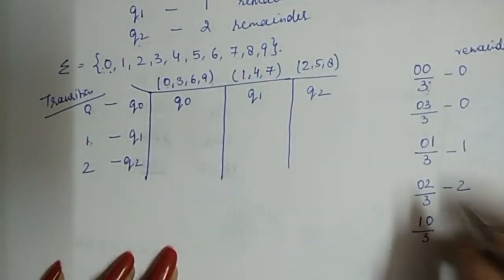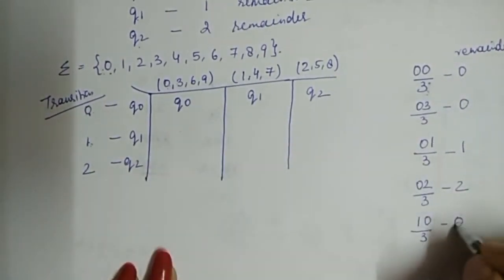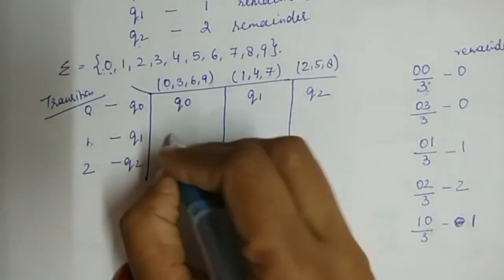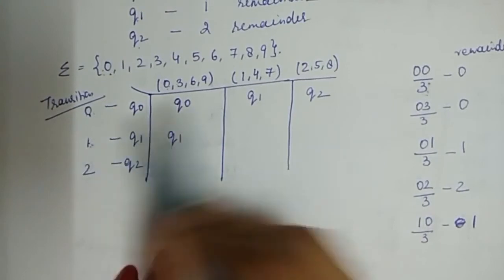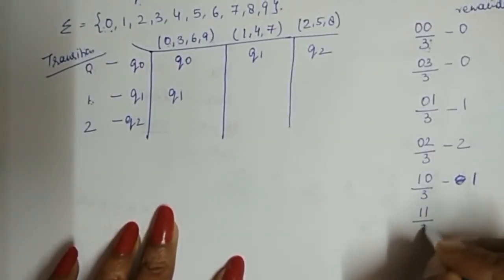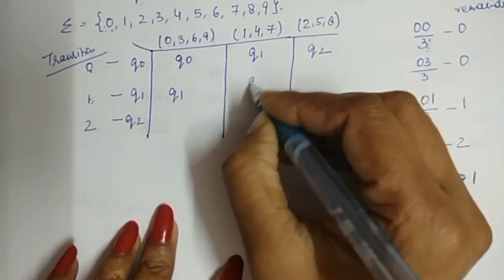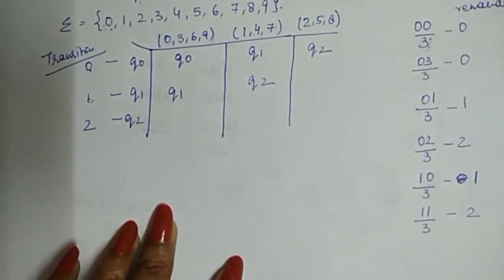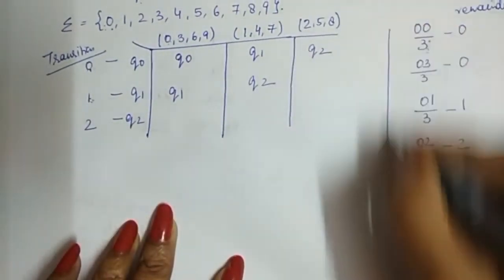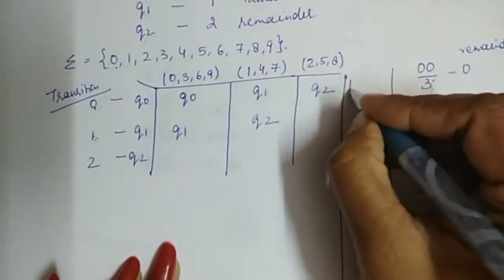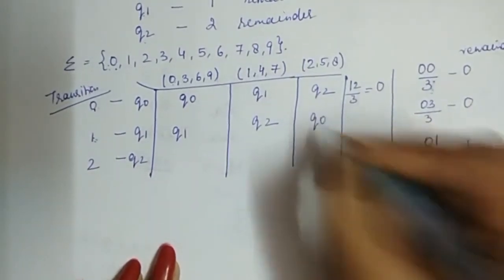So if I combine 1 with 0, 1 with 3, 1 with 6, 1 with 9, and I divide by 3, it always gives 1 remainder, which is a Q1 entry. So here the entry will be Q1. Now if I combine 1 with 1, meaning 11, and I divide by 3, it gives 2 remainder, which is a Q2 entry. Okay. Now the next value: I combine 1 and 2, that is 12, divided by 3, and it gives 0 remainder, which is a Q0 value.